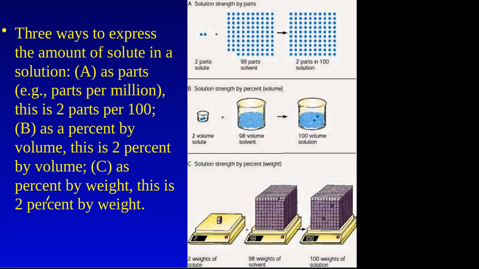And so here we look at an example of doing this. The upper graph says parts per million, parts per hundred, parts per whatever. It says, hey, there's 2 parts of the solute and there's 98 parts of the solvent. So it's 2 per 100 in the solution, right? And then if we have 2 volume units of the solute and 98 volume units of solvent, we have 100 volumes of the solution, that's 2%. And then the last one is as a percent of weight.